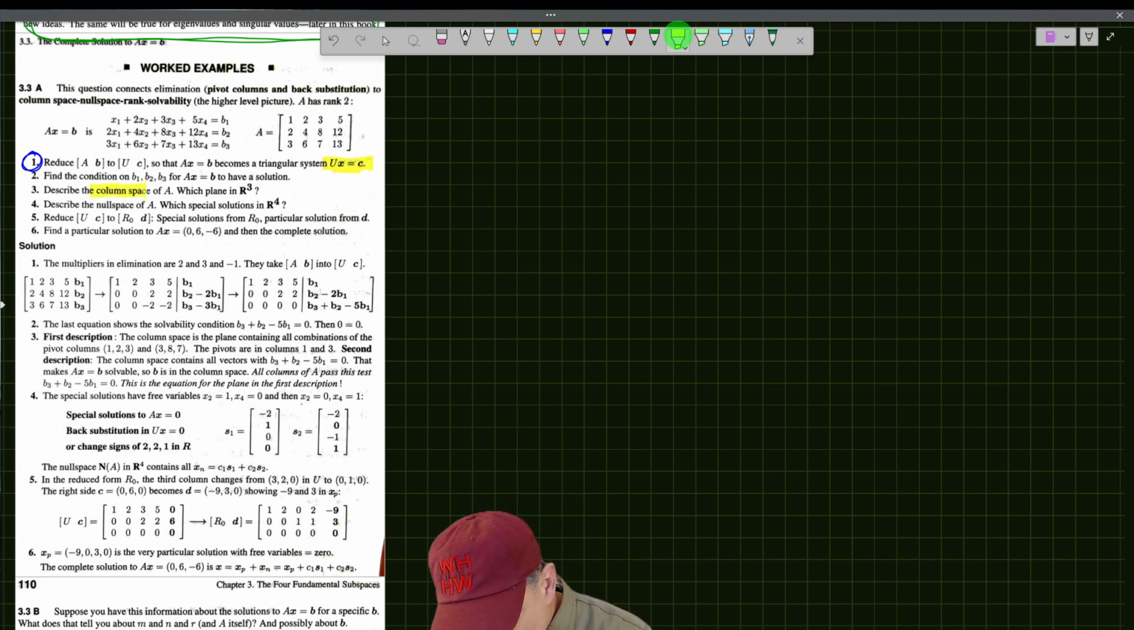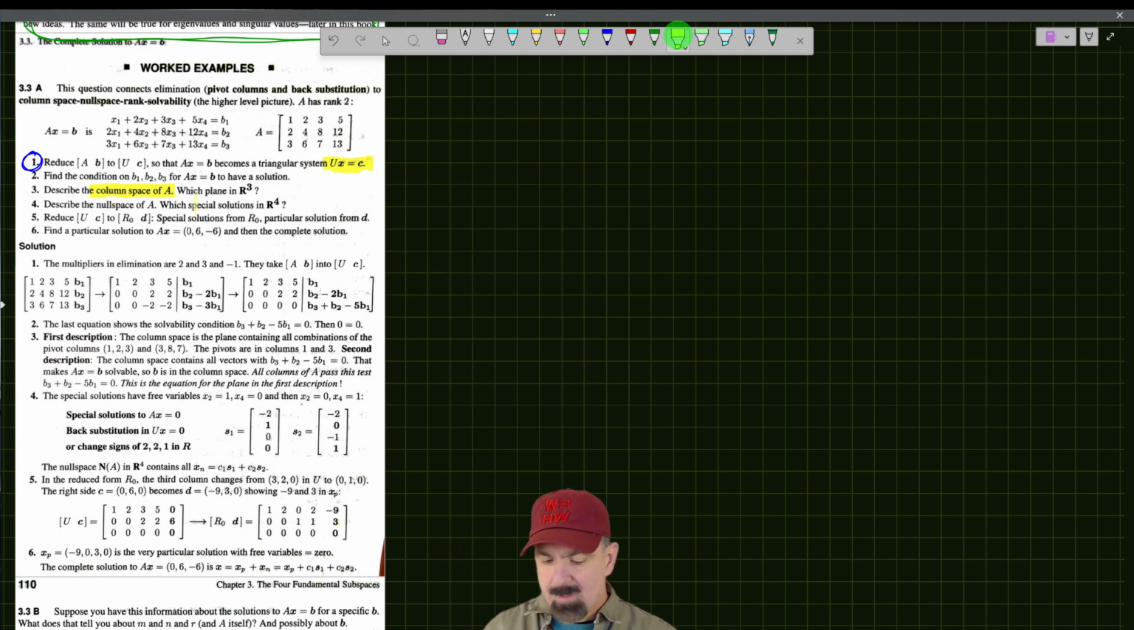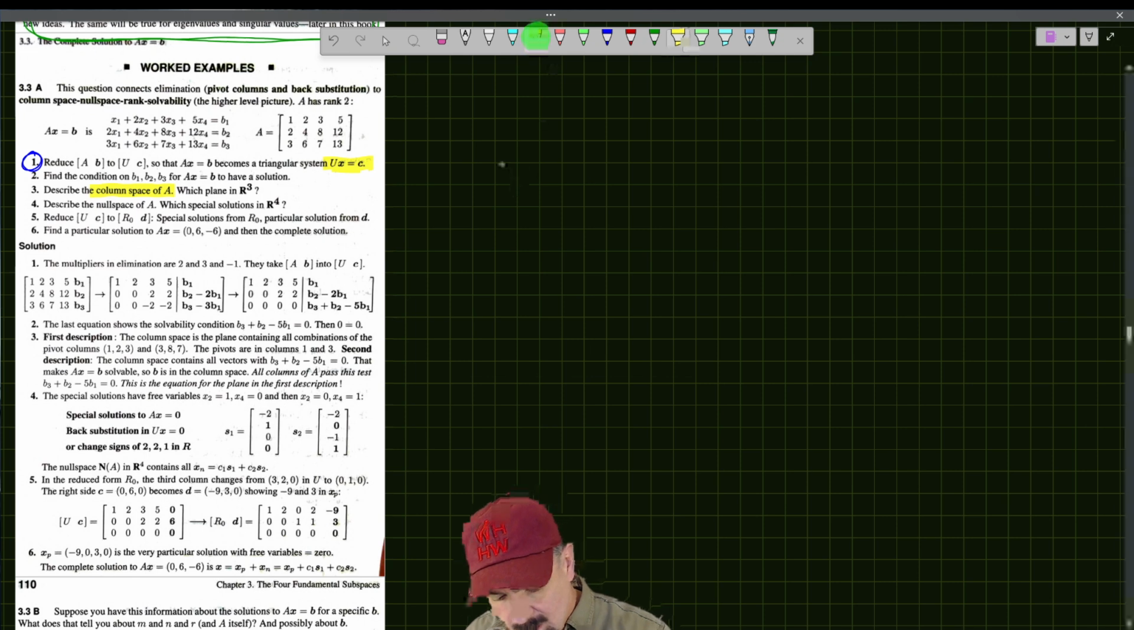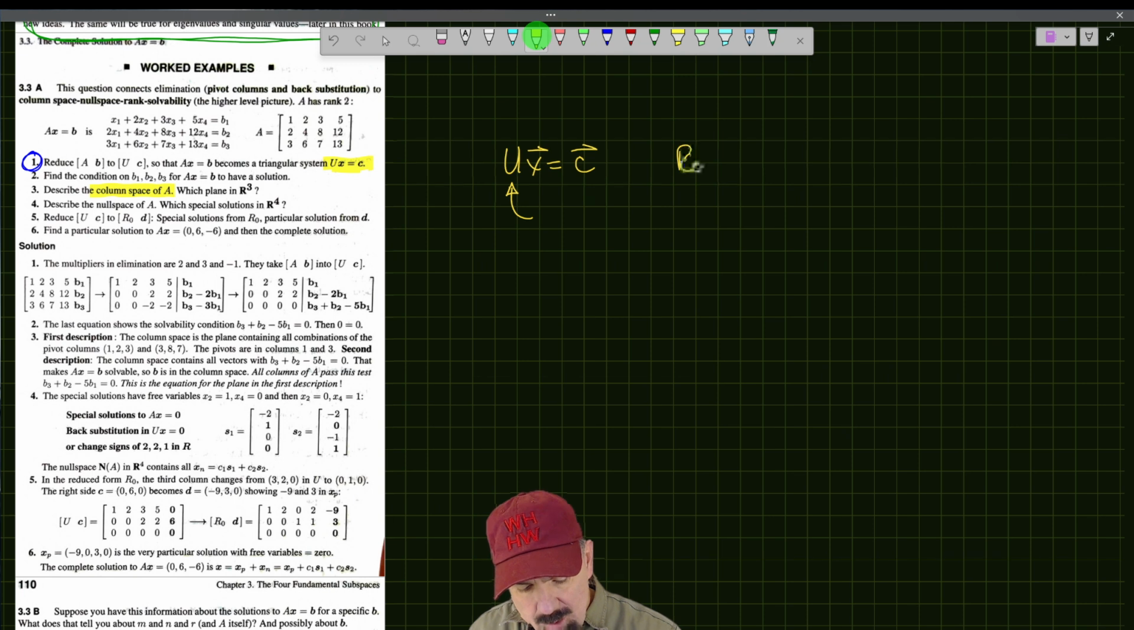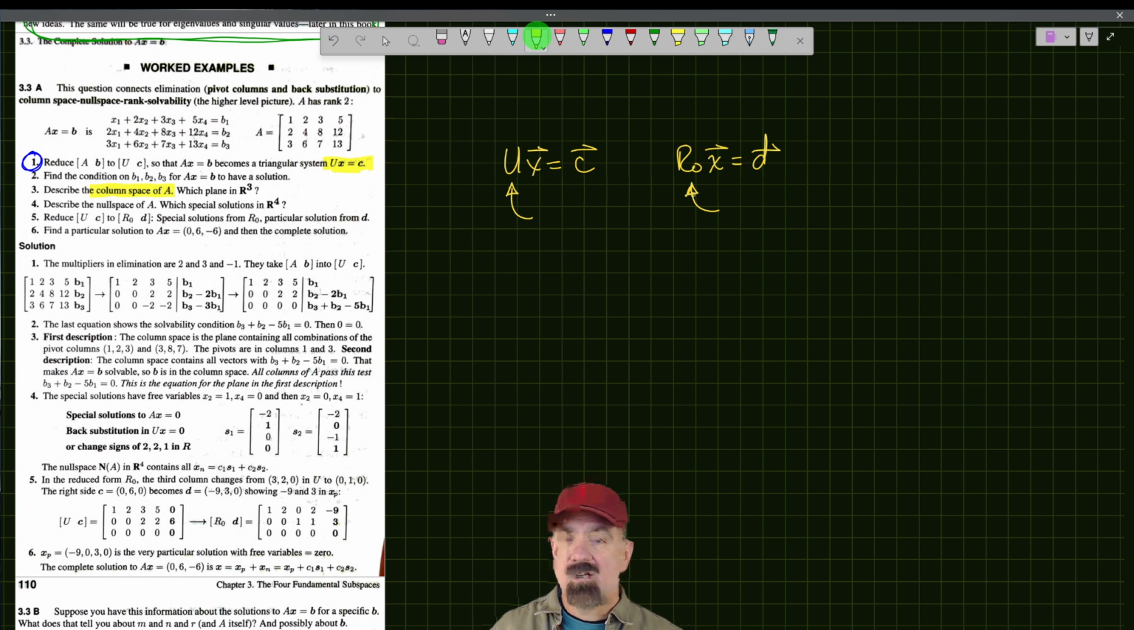Then find the column space. The column space is determined by the pivot columns. And the pivot columns that are inside of the upper triangular matrix are the same pivot columns as in R. So let's be clear about that. When we're at Ux equals c, here we have pivot columns. And when we go to R0 x equals d, those pivot columns are the same. R0 and U have the same pivot columns because the columns of A are linearly independent, regardless at which point we stop to take a look at them.